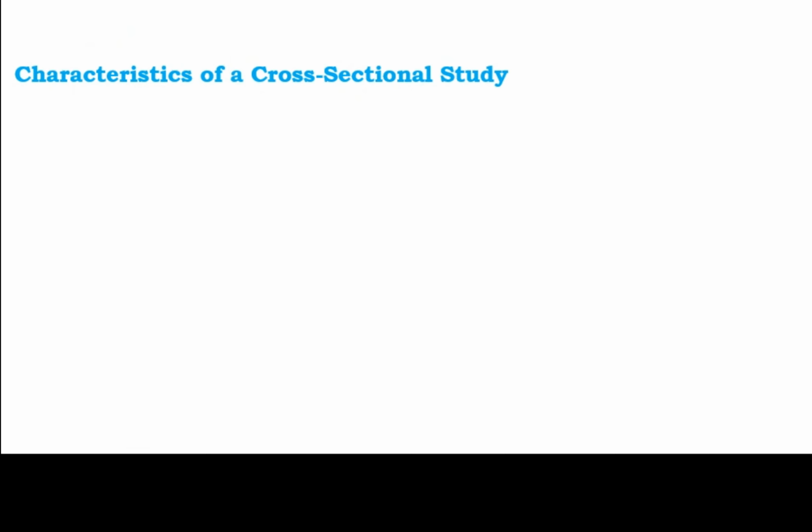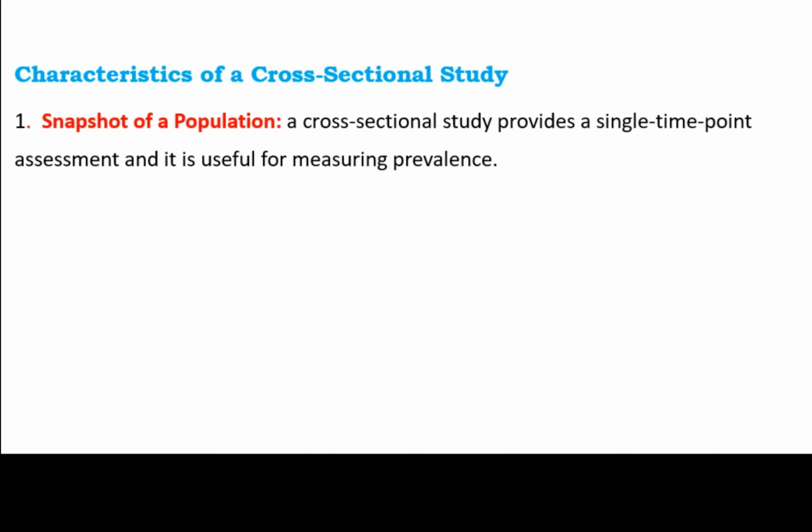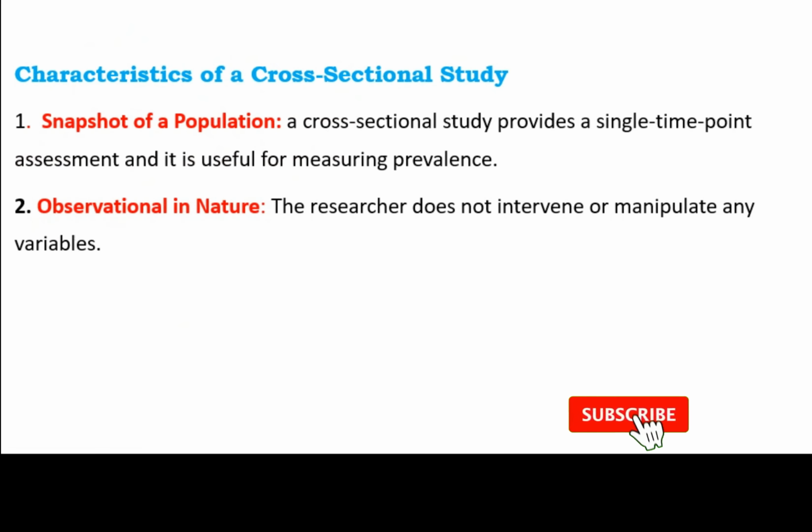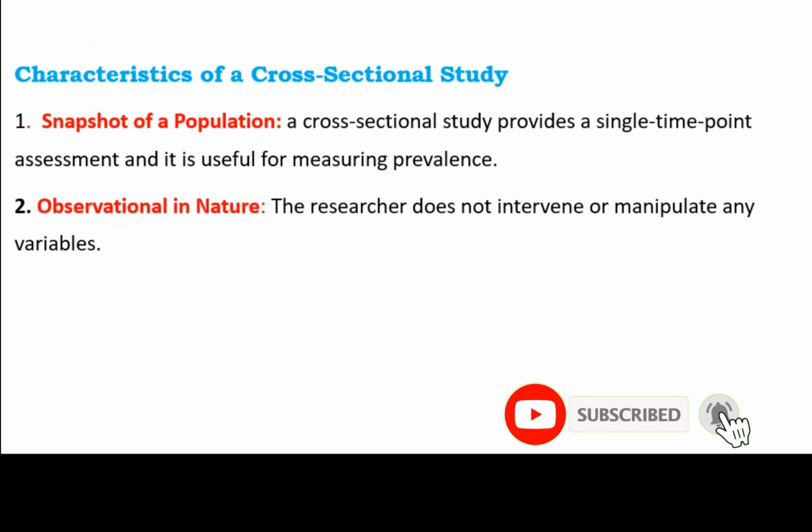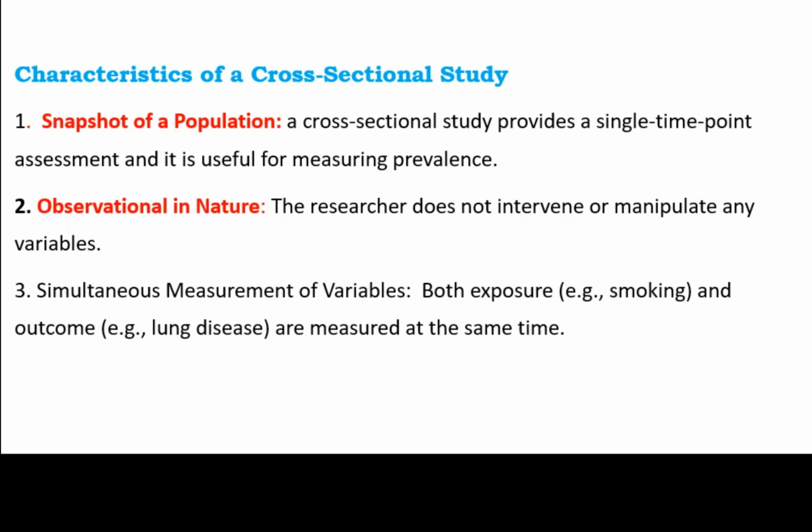Characteristics of a cross-sectional study. 1. Snapshot of a population. A cross-sectional study provides a single time point assessment and it is useful for measuring prevalence. 2. Observational in nature. This means that the researcher does not intervene or manipulate any variables. 3. Simultaneous measurement of variables. Both exposure, example smoking, and outcome, example lung disease, are measured at the same time.